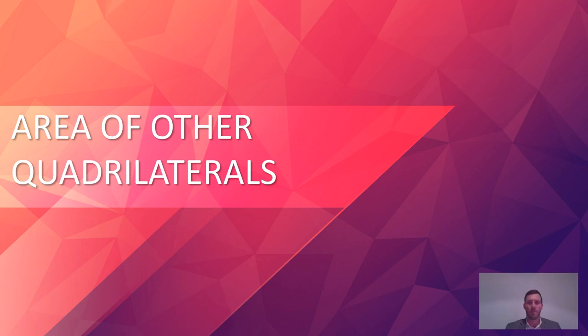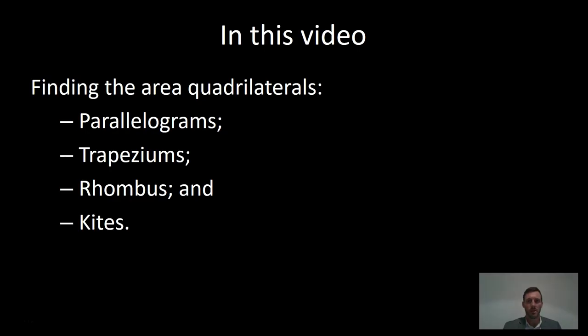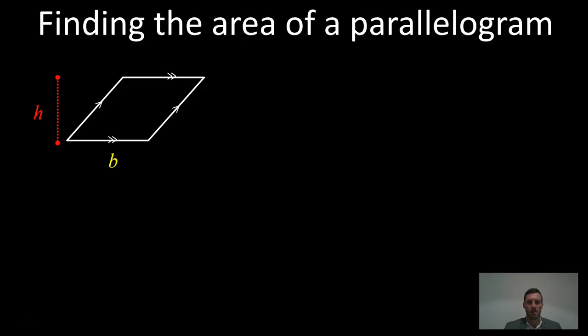In this video, we're going to look at finding the area of some quadrilaterals we didn't look at in the last video. In the last video, we looked at what area was, how to convert units of area, and we calculated the area of squares, rectangles, and triangles. Please watch that video if you need to revise some of those topics. Specifically in this video, we're going to look at calculating the area of parallelograms, trapeziums, rhombuses, and kites.